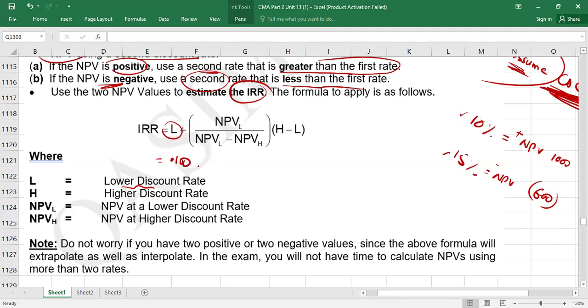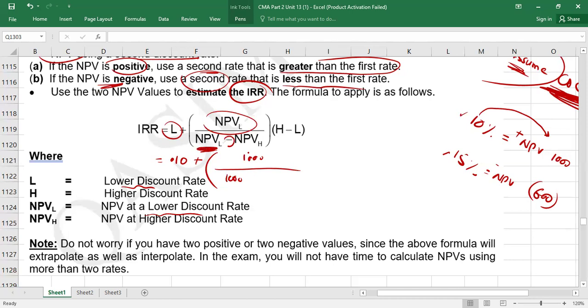0.10 plus, now bracket, NPV at L. NPV L means net present value at lower discount rate. What is NPV at lower discount rate? NPV at lower discount rate is 1000. This is the numerator, divided by NPV at L, NPV at lower discount rate, which is 1000.